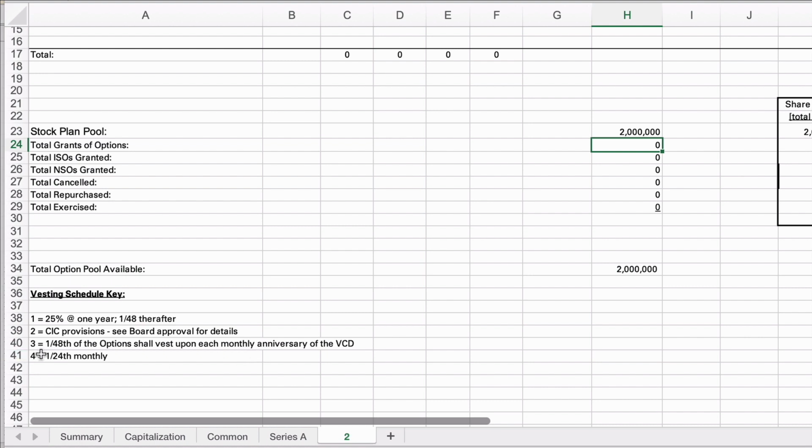Let's say I also have a 2-year agreement with somebody. This would be 1/24 monthly. You can have various plans. You just want to show what this is so that it's easy for your investors to see what's going on. That's what this is about. Now let's go back to the summary table and let's see what happens.